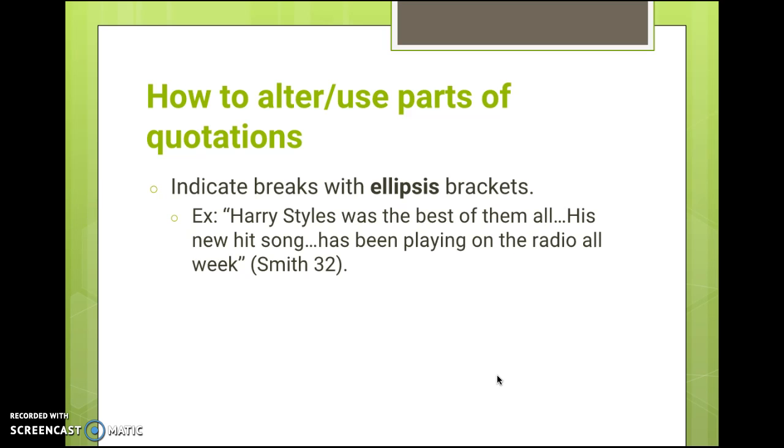What I mean by omission is that where I have the ellipsis in this quote means that I actually eliminated words from the text. Notice when I read this that it's still a cohesive sentence that makes sense. Quote, Harry Styles was the best of them all... His new hit song... has been playing on the radio all week. I still cite it with quotation marks, parentheses, author's last name, page number.